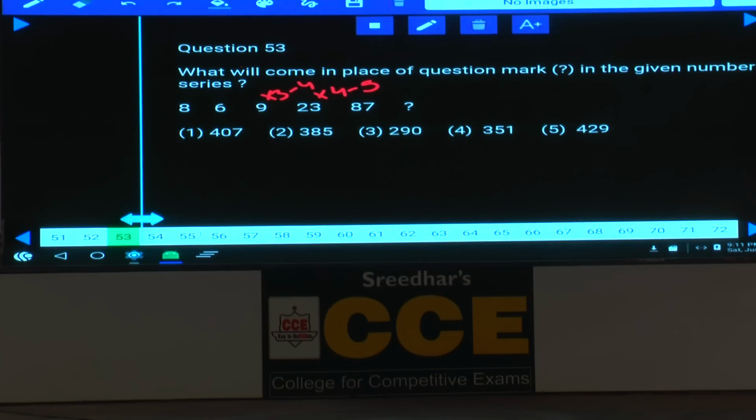Next one 6 and 9. 6 into 2, 12, 12 minus 3 is 9. Into 2 minus 3. Next one 8 into 1 minus 2. 1, 2, 3, 4, 5 and 2, 3, 4, 5, 6. 87 into 5 minus 6. 87 into 5 minus 6 is how much? That is 429.